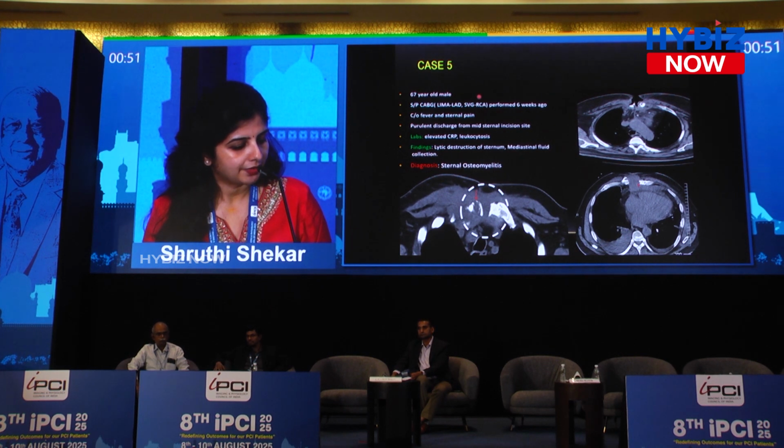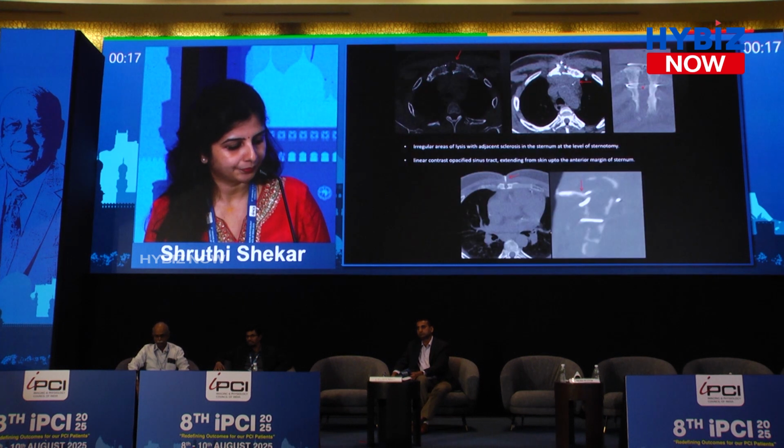Another case, a 67-year-old gentleman, status post CABG, presented 6 weeks after the CABG with fever and sternal pain. There was a purulent discharge oozing from the sternal incision site. Lab parameters showed elevated CRP and leukocytosis. On CT, which was asked for, we can appreciate the sternum. There are lucencies in the sternum that we're seeing. There's dehiscence. There's wide gaping between the two sternal halves. There were a lot of air pockets between them. There's some amount of fluid in the retrosternal area. So a diagnosis of sternal osteomyelitis was made.